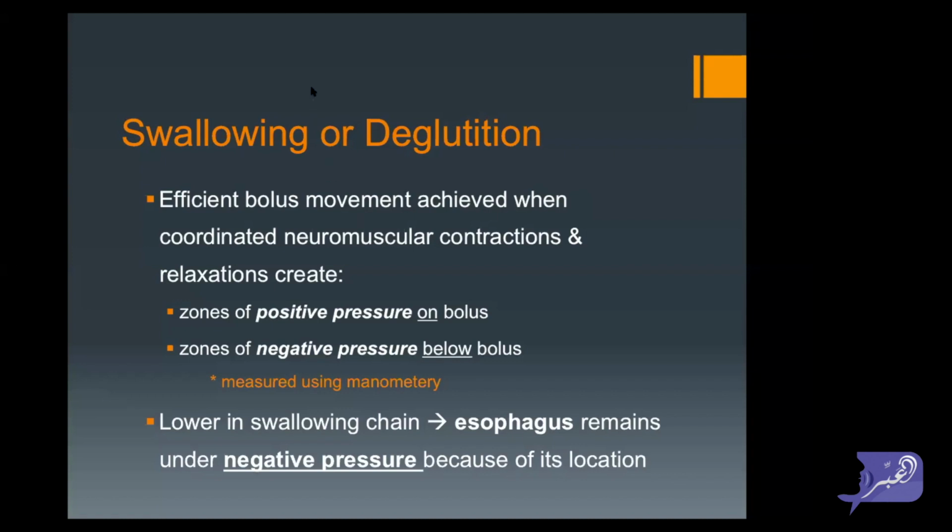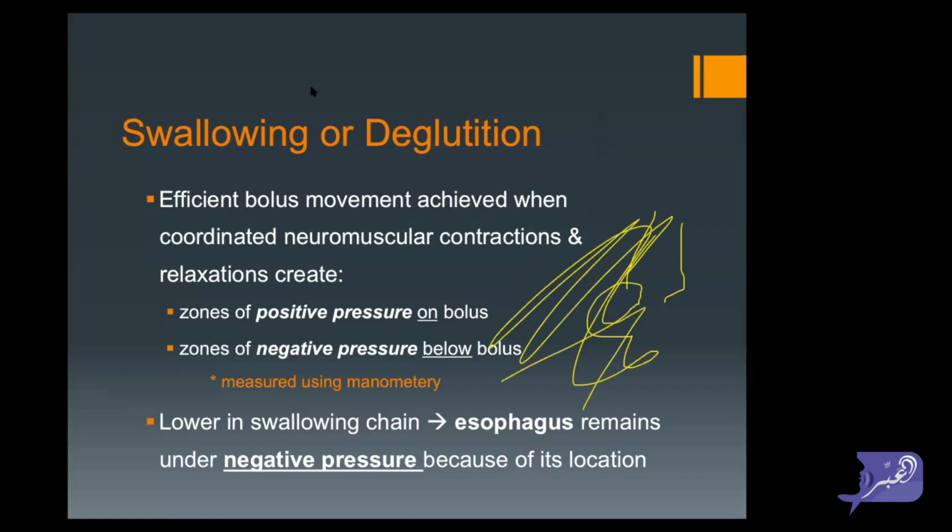All right. Okay. So swallowing or deglutition, continued. Efficient bolus movement is achieved when coordination of the neuromuscular contractions and relaxations create positive and negative pressure. I will explain that with a diagram in a bit, but what this means is that there is positive pressure acting on the bolus and there is negative pressure acting behind the bolus. This negative and positive pressure really determines how efficiently and quickly we can move the bolus from the mouth down into the stomach. And it's important that we have efficient and good positive and negative pressures.